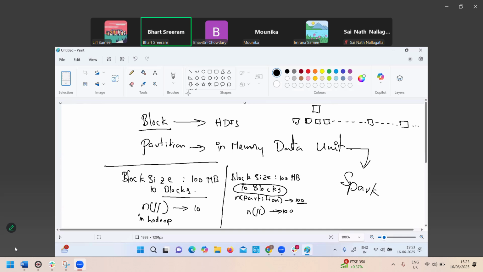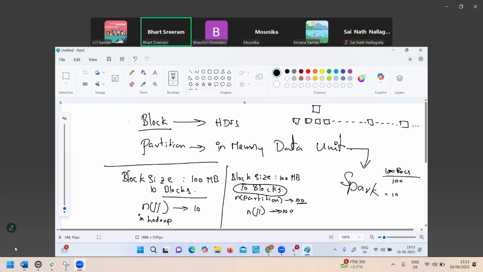Got it? Suppose I have 1,000 records and 100 partitions. Each partition contains how many records now? 10 records only. Those 10 records will be stored in the RAM of one worker node. The second partition will be loaded into the RAM of the second worker node, the third partition to the third, like that. These partitions are distributed at runtime across all the nodes.